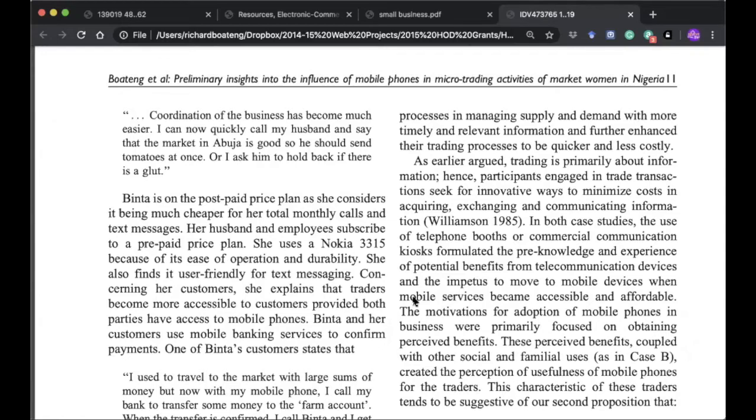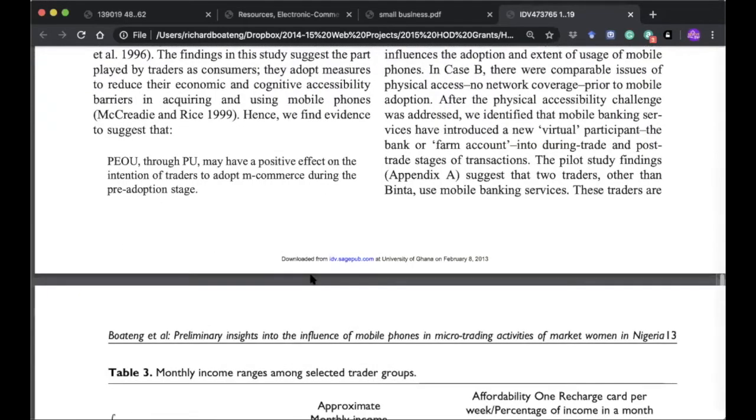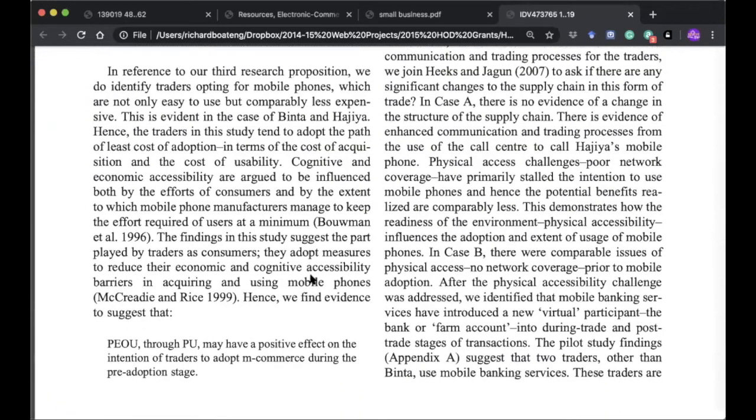Thank you, Benjamin. As she considers it as being cheaper for her monthly calls and text messages, her husband and employees subscribe to the prepaid price plan. She uses Nokia 3315 because of its ease of operation and durability. She also finds it friendly for text messaging. So all of this is giving you nuggets of evidence of what we are going to see in our third proposition.